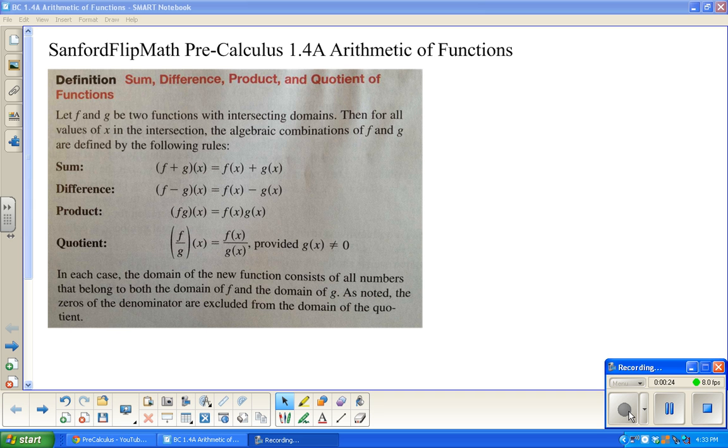And we are working on section 1.4a from that book, which is about arithmetic and actually composition of functions. So we're going to try and hit both of those ideas in this video. And arithmetic of functions is fairly intuitive.